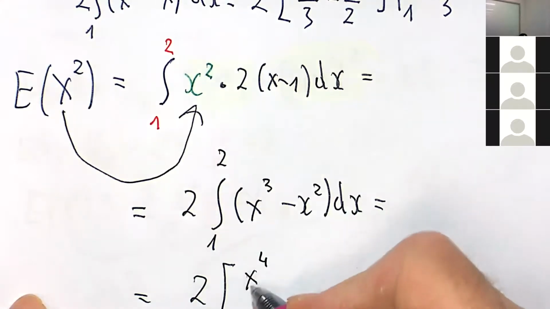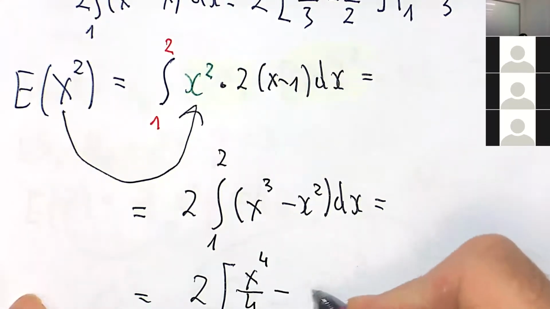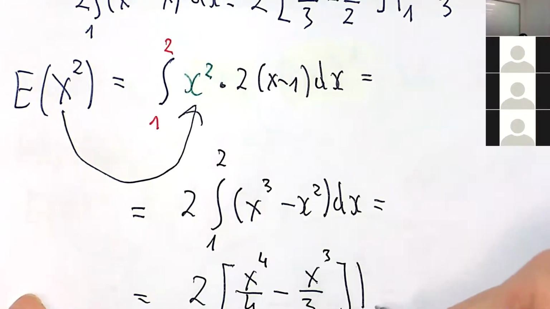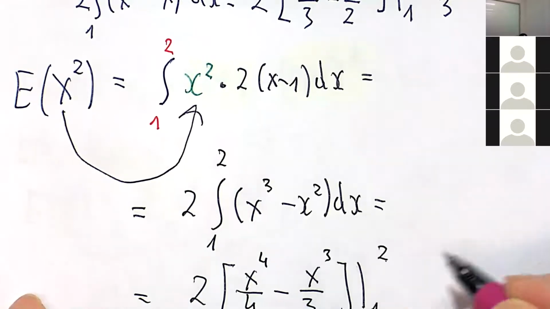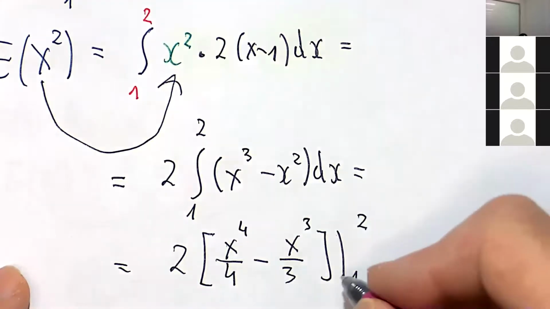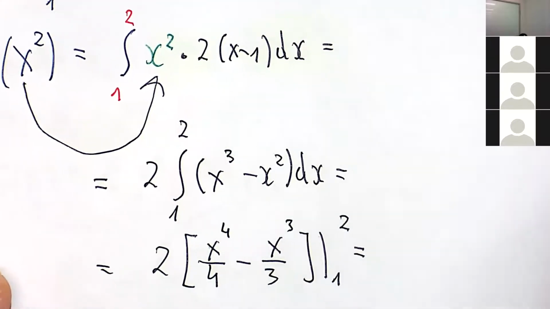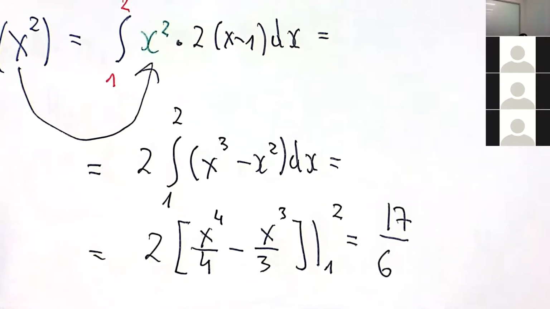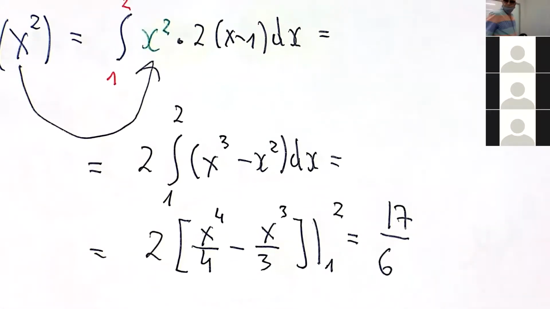X to the power of 4 divided by 4 minus x cubed over 3, from 1 to 2. And the final result is 17 over 6. So this is the expected value of x squared.